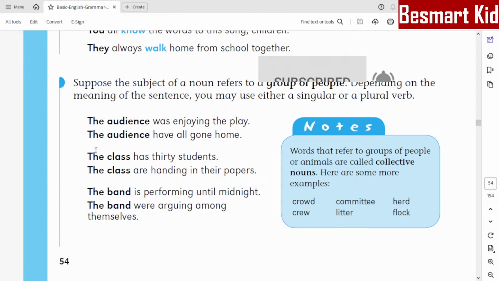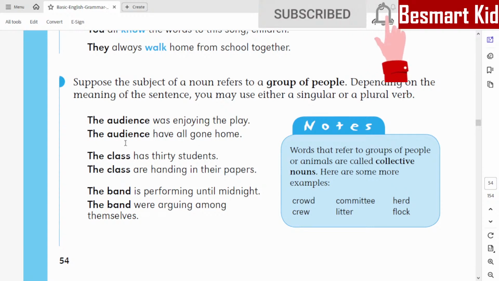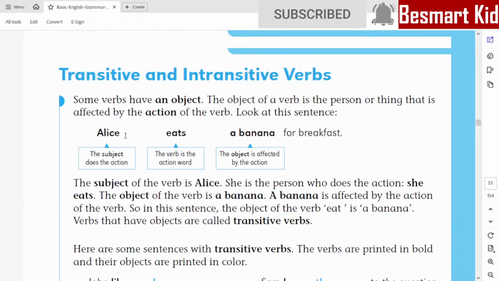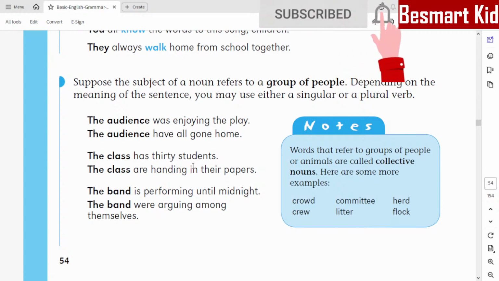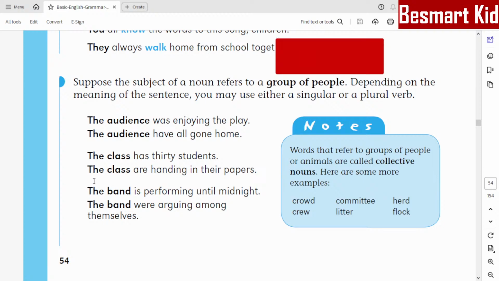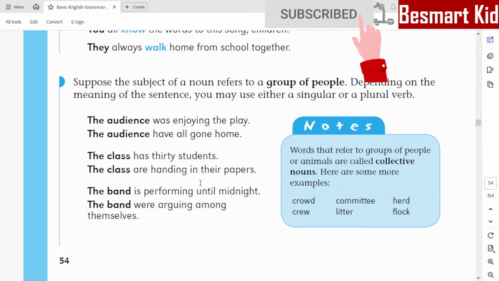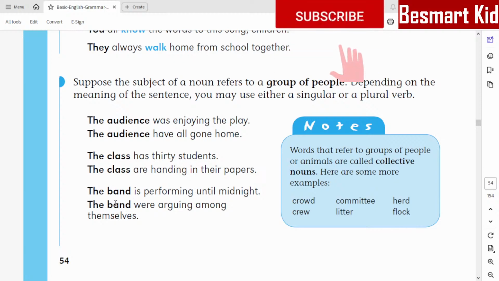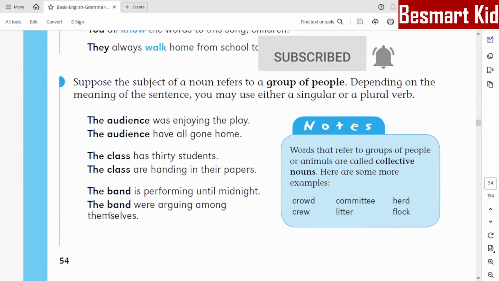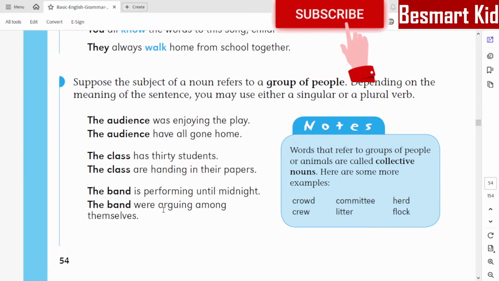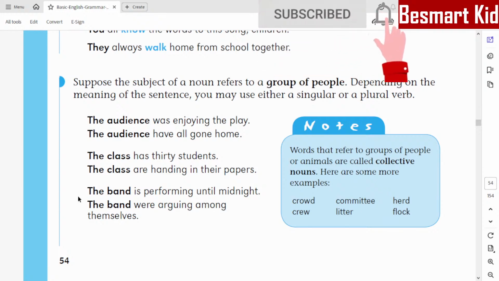The audience have all gone home. The class had thirsty students. The class are handing in their papers. The band is performing until midnight. The band were arguing among themselves.